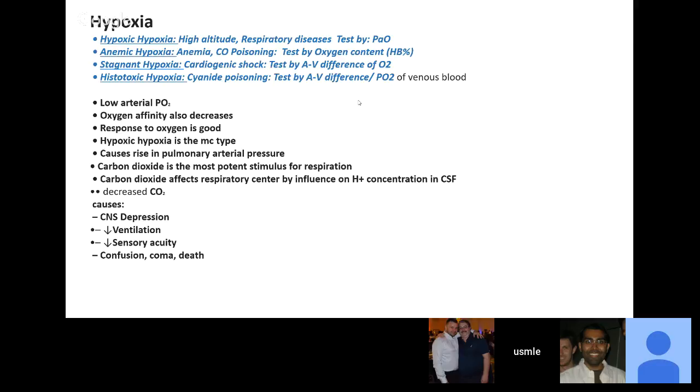So if you talk about hypoxia, how are you going to recognize it in the clinical setting? Obviously the oxygen affinity is going to decrease, either because you have an issue with the breathing, or an issue with the hemoglobin itself, or an issue with the amount of red cells that are not there. And so the PO2 is going to be very low.